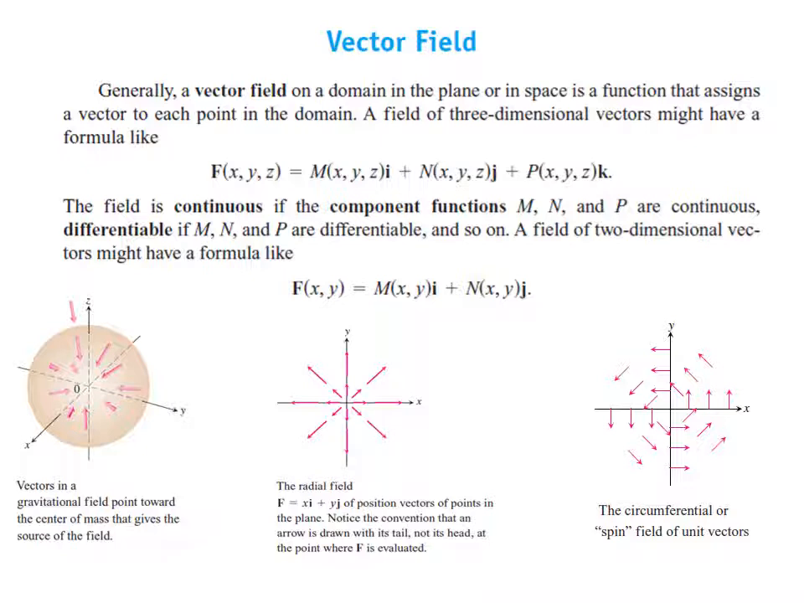Another example is the spin field of unit vectors. Here each vector is of length 1, and moreover, these vectors spin in the plane. So this is another example of a vector field.